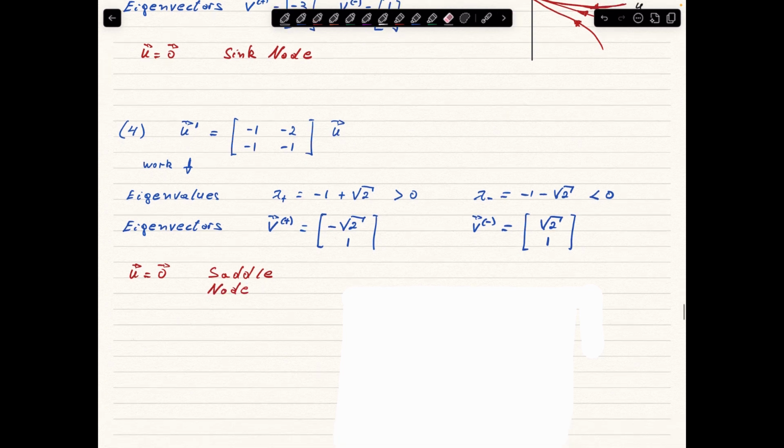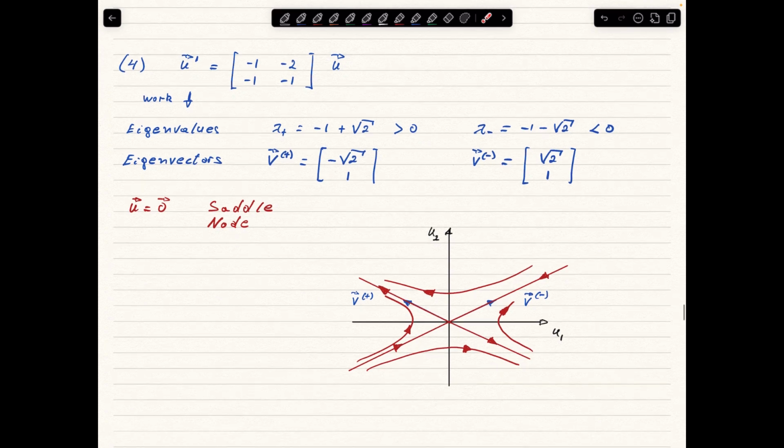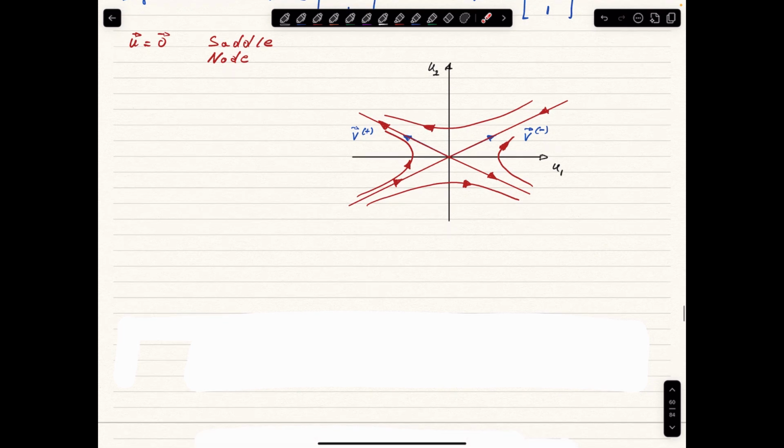And this is how it looks. The vectors are a little bit slanted, so not exactly (1, 1) or (-1, 1) because of these constants, these components. This direction is the solution with negative eigenvalue. The other direction is the solution with positive eigenvalue, and then we have the typical saddle shape. So now, with all these 4 linearizations, neither of those is a center, which is good news.